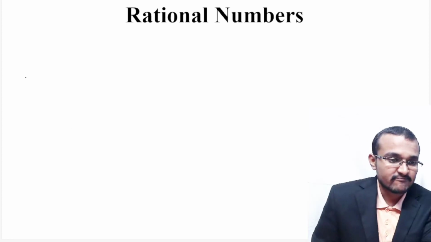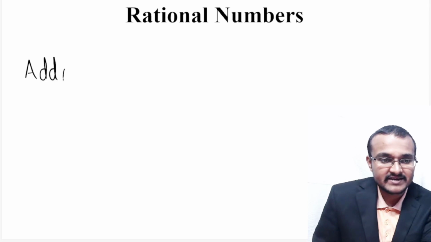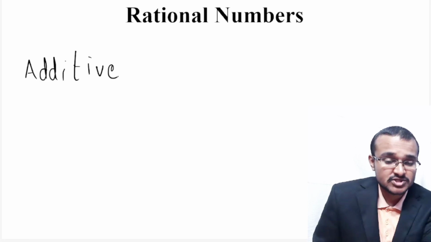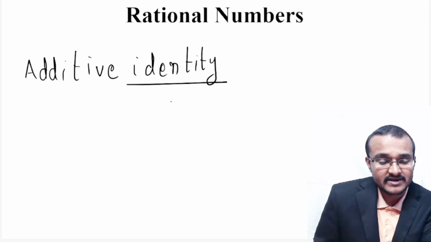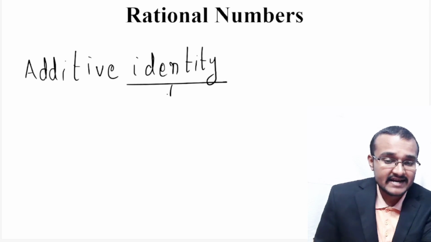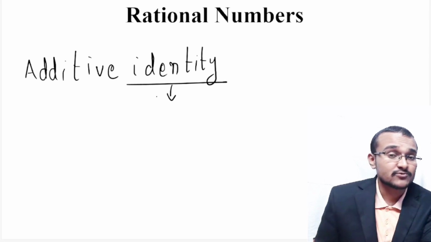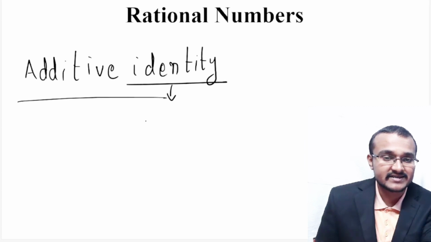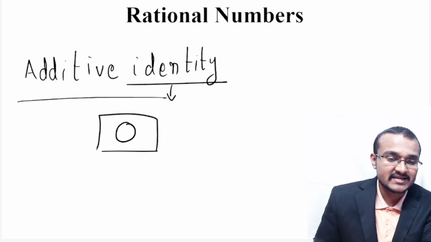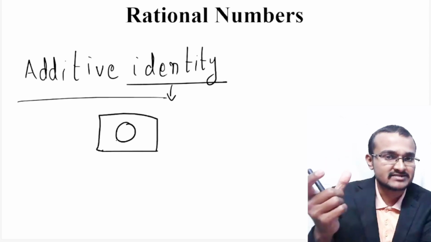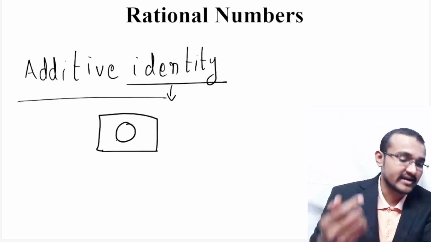So now let us see what is additive identity for rational numbers. Additive identity means there will be one particular number such that even after adding that number, the result of that particular rational number will be the same. The only number which is possible to satisfy this additive identity is 0, because when you add 0 to any rational number, you will get the same answer. So 0 will be the additive identity.